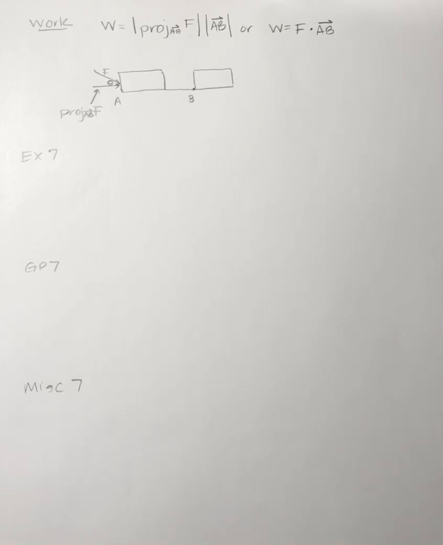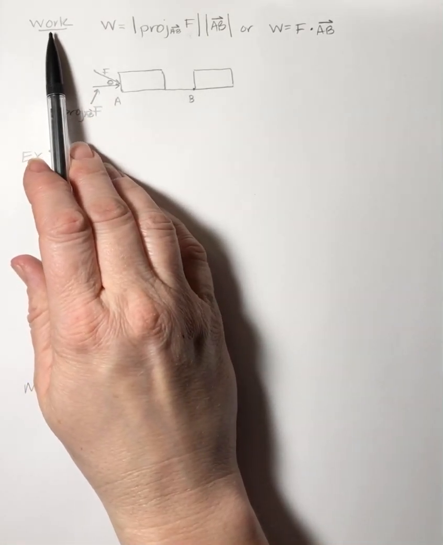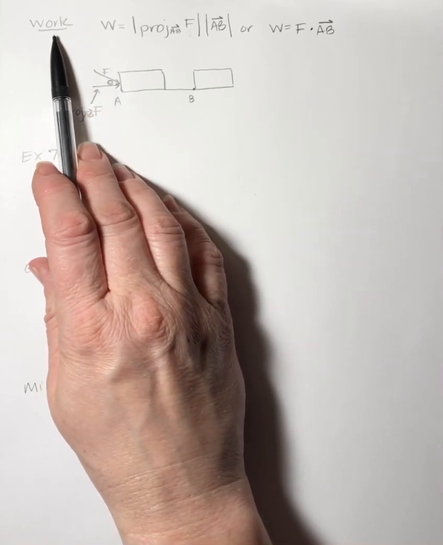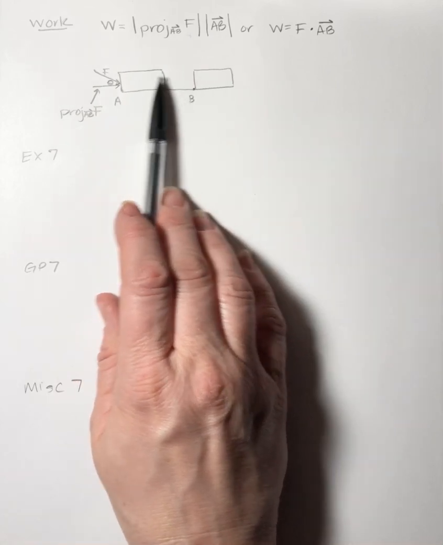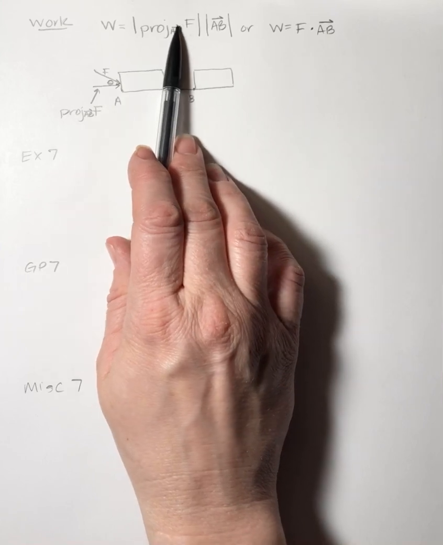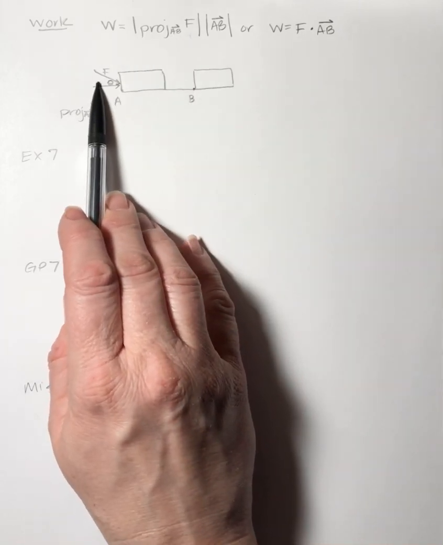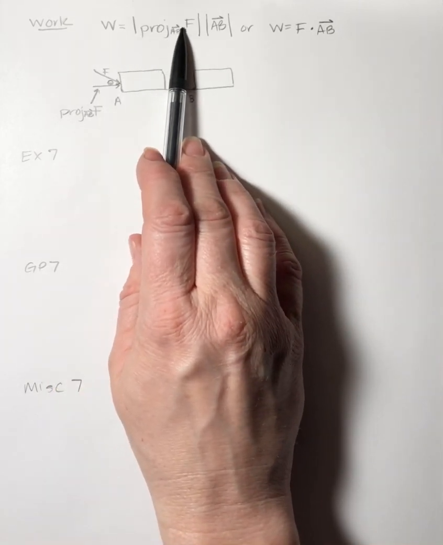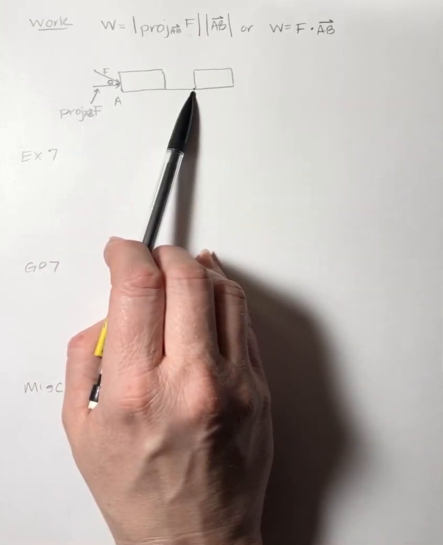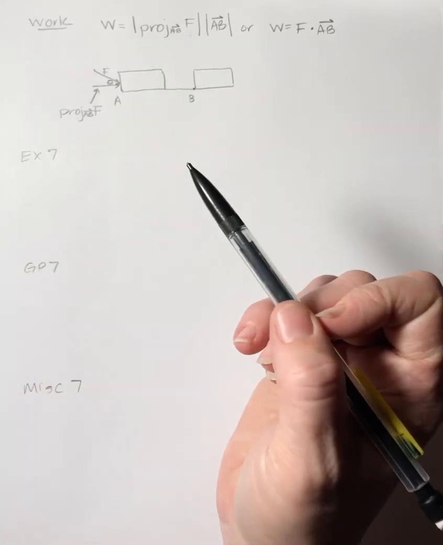All right, the last part of 8.3 is on work, okay? How much work does it take to move something? There's two different ways you can do it. If you are moving something from here to here, okay, what you can do is you can take the projection of F onto AB, that's this vector here, and find its magnitude, times the magnitude of this vector. Or we can take the dot product of F and AB, okay?